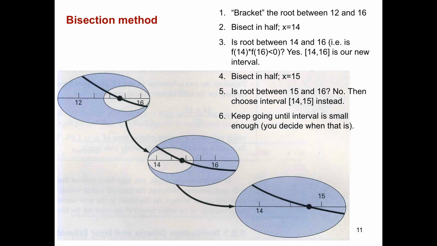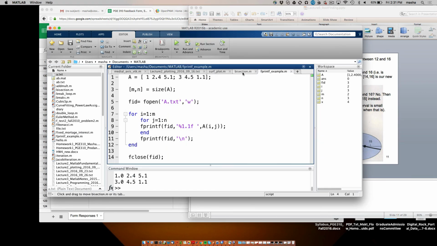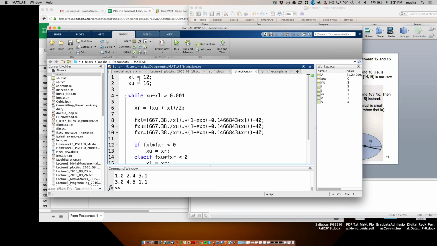And then when I have a bracket, what I do is I keep making this interval smaller and try to pick, by dividing it in half, which half of it is my next bracket. Okay? So I start with 12, 16, halfway in between is 14. I can see that f of 14 times f of 16 is negative. So this is my next bracket. So I replace my old xl with 14 now. Okay? Then I keep going, and I look at 15, and I can see that 14 and 15 is my new bracket. So my 16 gets replaced by 15, and I keep going. So I asked you to actually program this. So this is essentially how the program looks.